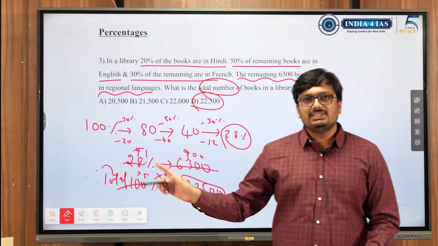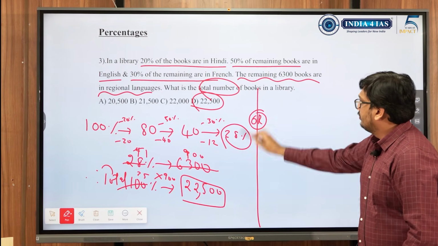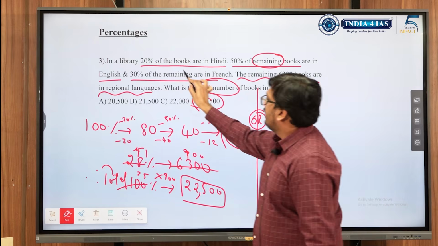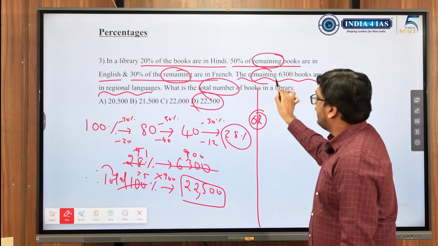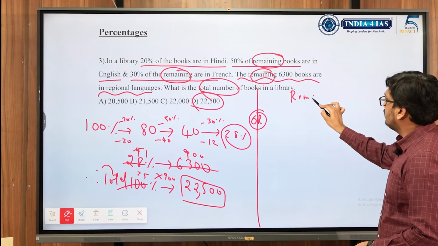This question easily can be solved in X method. How to solve? Listen here, in the question there is keyword remaining, remaining, remaining. So this method is called as remaining concept.